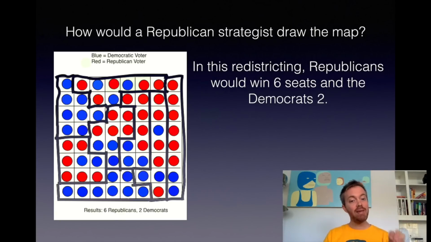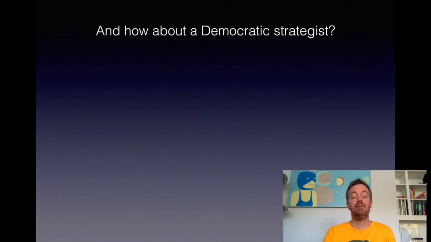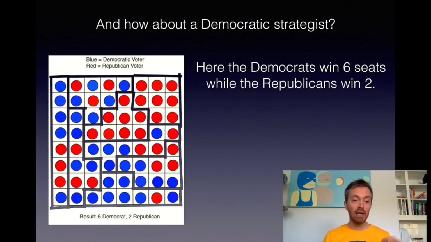But if you look at the remaining 6 districts, now there's a much larger ratio of Republicans, and there's a good chance Republicans are going to win those districts. So assuming a Democrat does vote for the Democratic candidate and likewise for the Republicans, in this case you're going to have 6 Republicans and 2 Democrats. Well, hey, Democrats can play the same game. Here's another drawing of that map, exact same map, where in this case you have 6 Democrats and 2 Republicans.